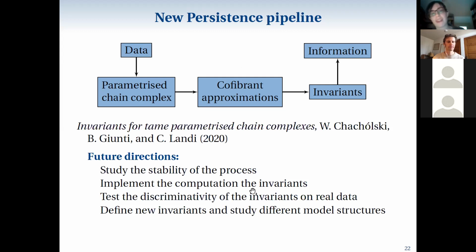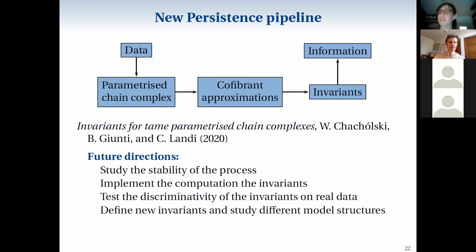We need to implement the computation of the invariant. And about that, we are working on the computation of the composition of cofibrant objects, and we hope to come up very soon with a paper. And it's very interesting because it's also explaining some standard optimization of computing persistent homology. So working at chain complex level is really useful also for understanding standard techniques.